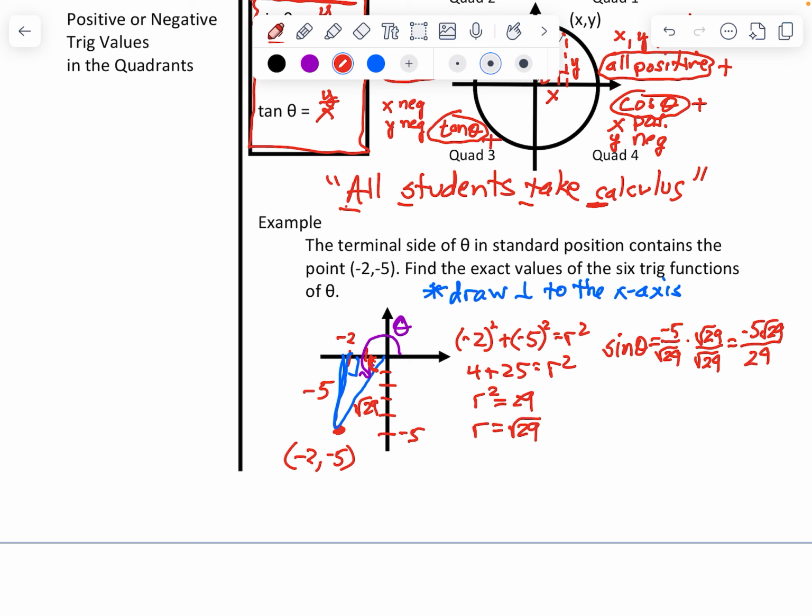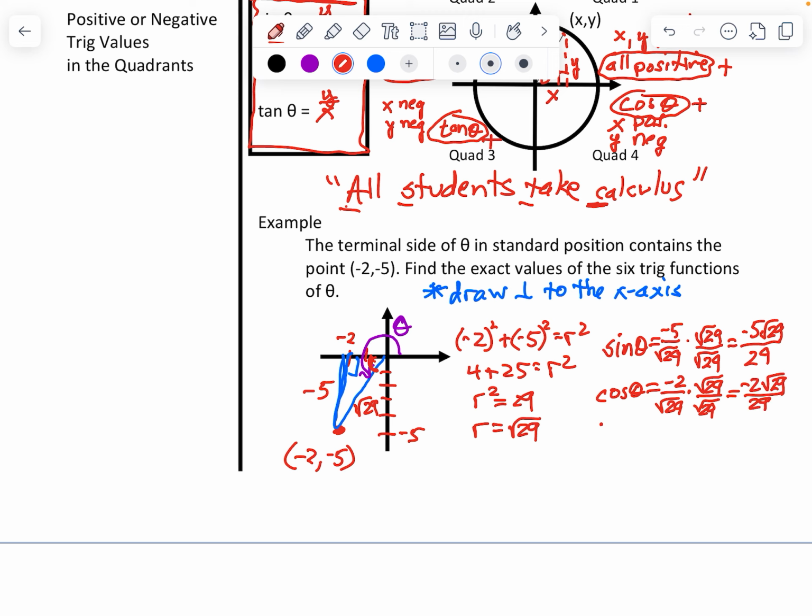Now if I want to do cosine of theta, that's going to be the adjacent side, which is -2, over the square root of 29. Do the same, rationalizing the denominator, square root of 29 over square root of 29. That will give me -2 square root of 29 over 29.